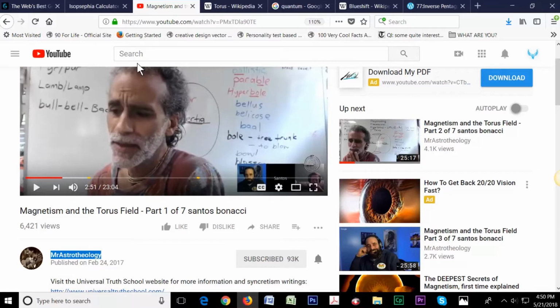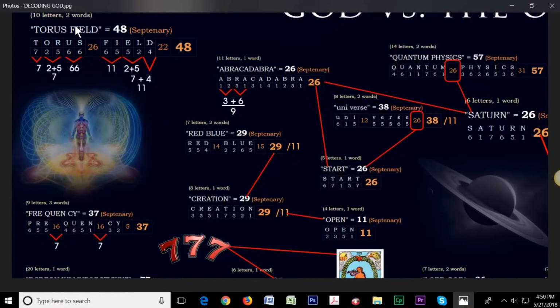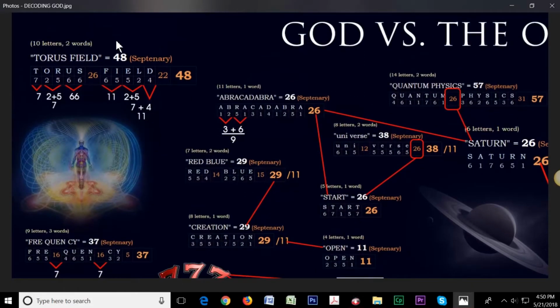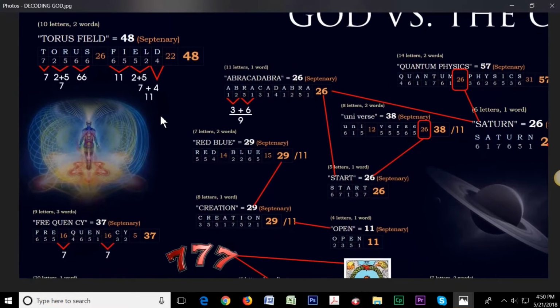What a gift from the gods right here. This guy is quite amazing. And he is really kind of where I got the idea to start going into this and decoding God, because the Torus Field is what God is all about. And when you break it down into the numbers, it's absolutely fascinating.